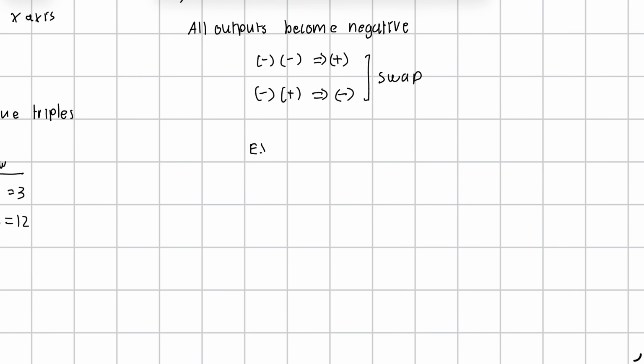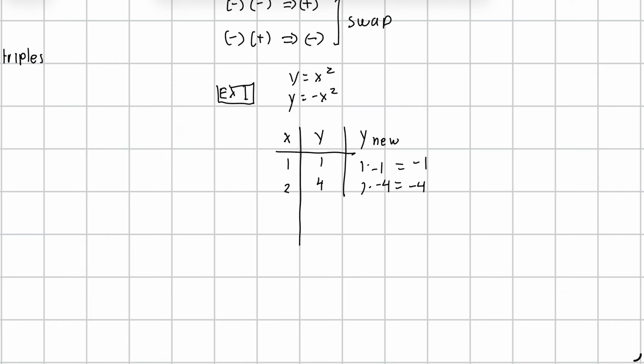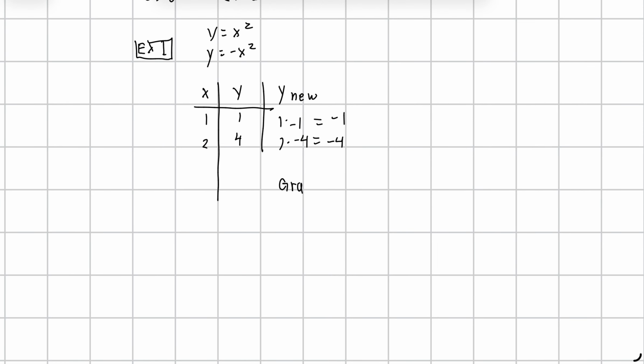So for example, let's take y equals negative x squared, when originally we had y equals x squared. So we have 1 and 2 for x. So our old y, we're going to have 1 and 4. Now for our new y, we're going to have 1 times negative 1, and we're also going to have 4 times negative 1. We get negative 1 and negative 4. So what happens is the graph flips upside down.